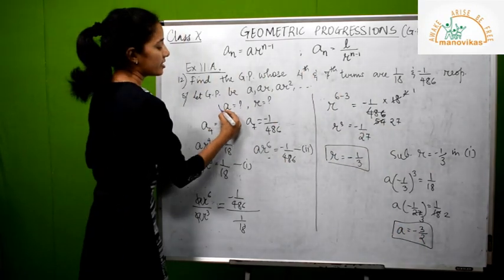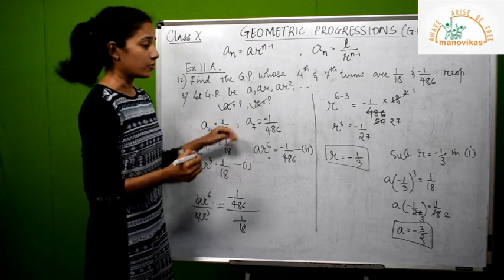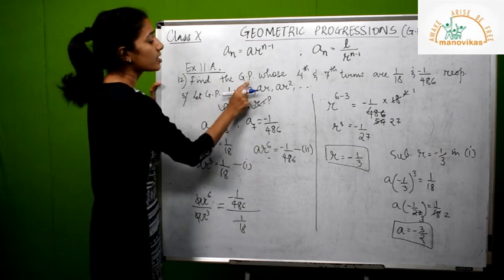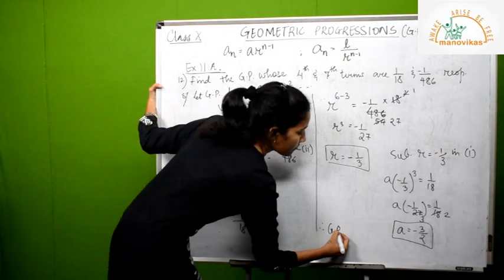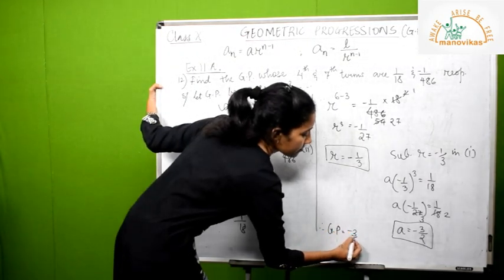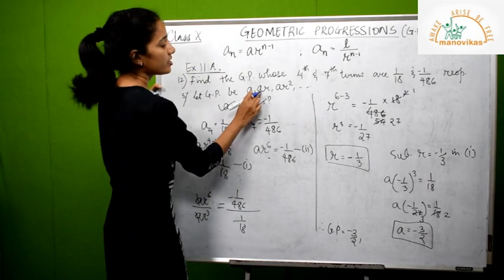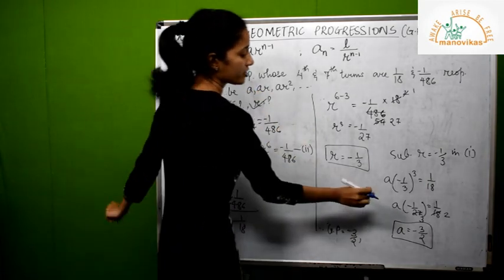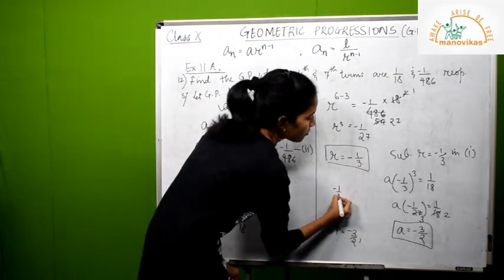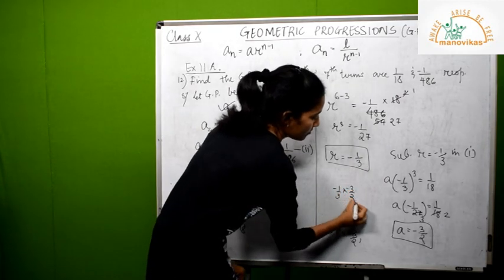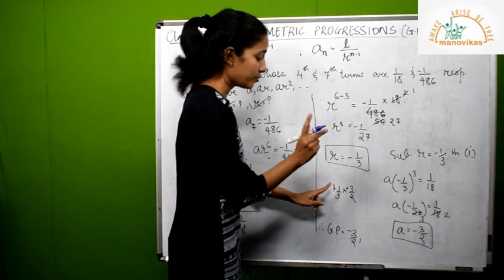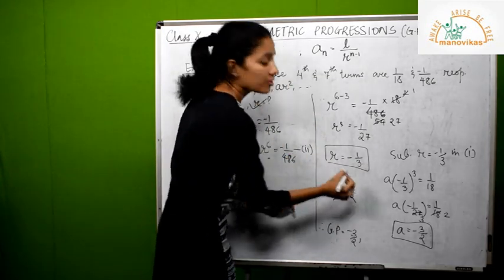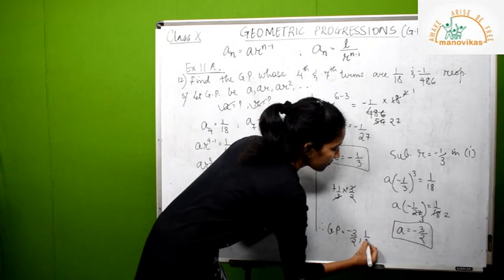So we have calculated the first term and the common ratio. The thing is, you have to calculate the GP. So therefore, the GP will be the first term. Then the second term is, you multiply the ratio to the first term. When you are multiplying the ratio to the first term, the negative and the negative sign will become positive, and 3 and 3 will cancel to give you half.